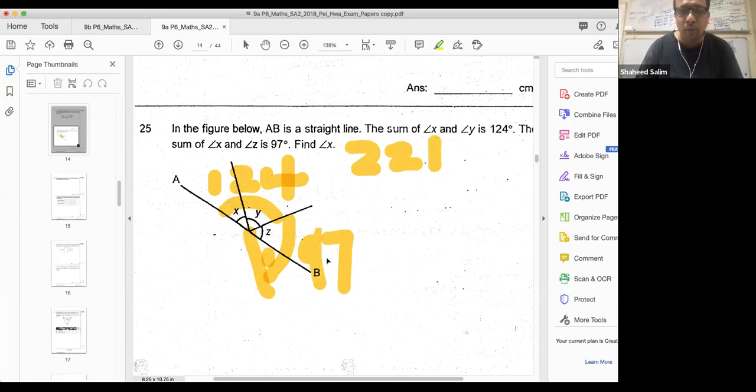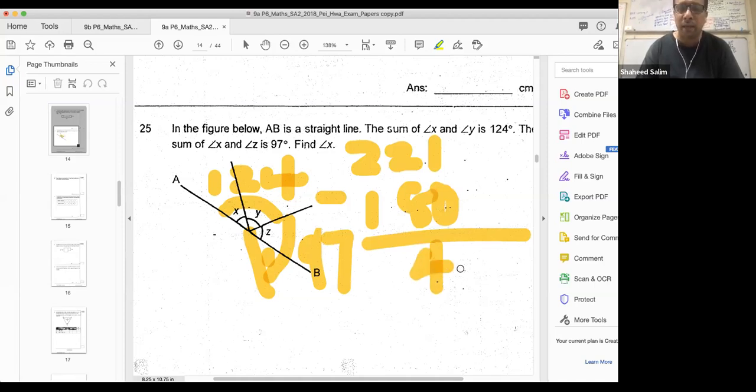Now we want to find X. We minus off this one. This one is 180, right? So 221 minus 180, you get X down here, which is 41. Do you get it? I hope you get it. If you don't get it, you watch the video.